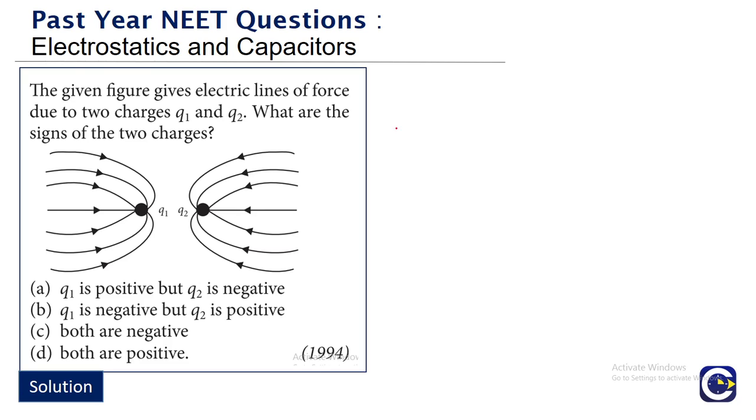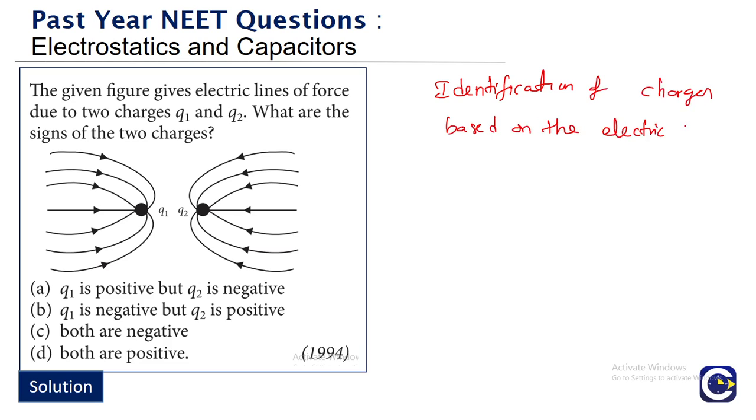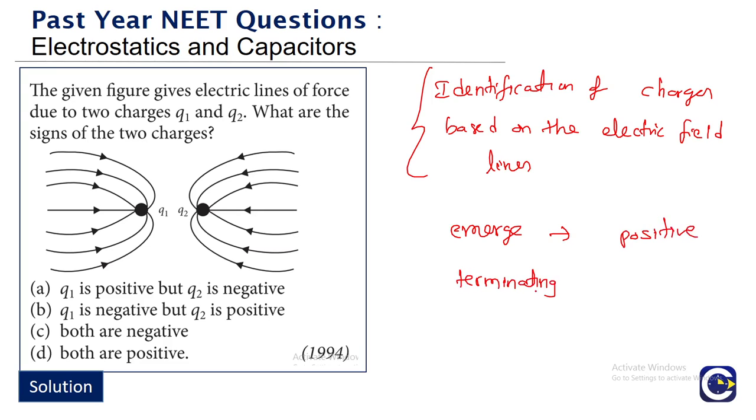Next we have a fundamental question based on the identification of charges based on the electric field lines. So what is the basic concept here? If field lines are emerging out of a charge, what does it mean? That charge is basically positive charge. If the field lines are terminating or ending at a charge, means what? That particular charge must be a negative charge.